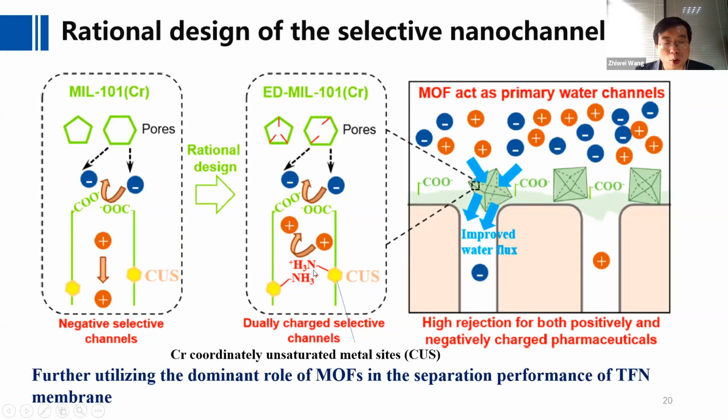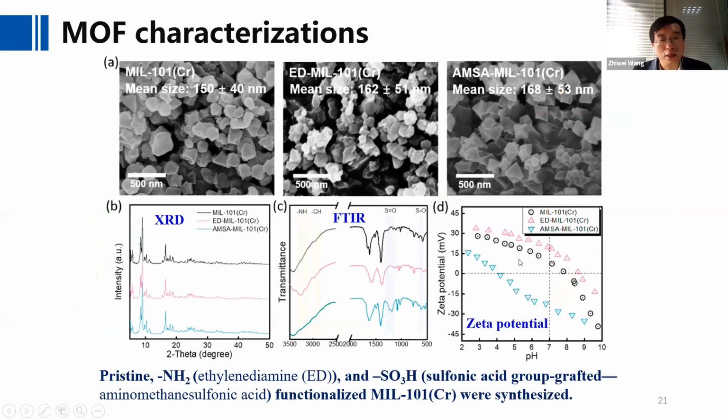If we could immobilize an amine group onto the CUS, the internal nanochannels will be positively charged. Through this way, we can also increase the rejection of positively charged pharmaceuticals. So after this, we prepared the other two MOF particles. We just modify the MOF particles with the ED. Yeah, we modify the amine group onto the CUS of the MOF particles.